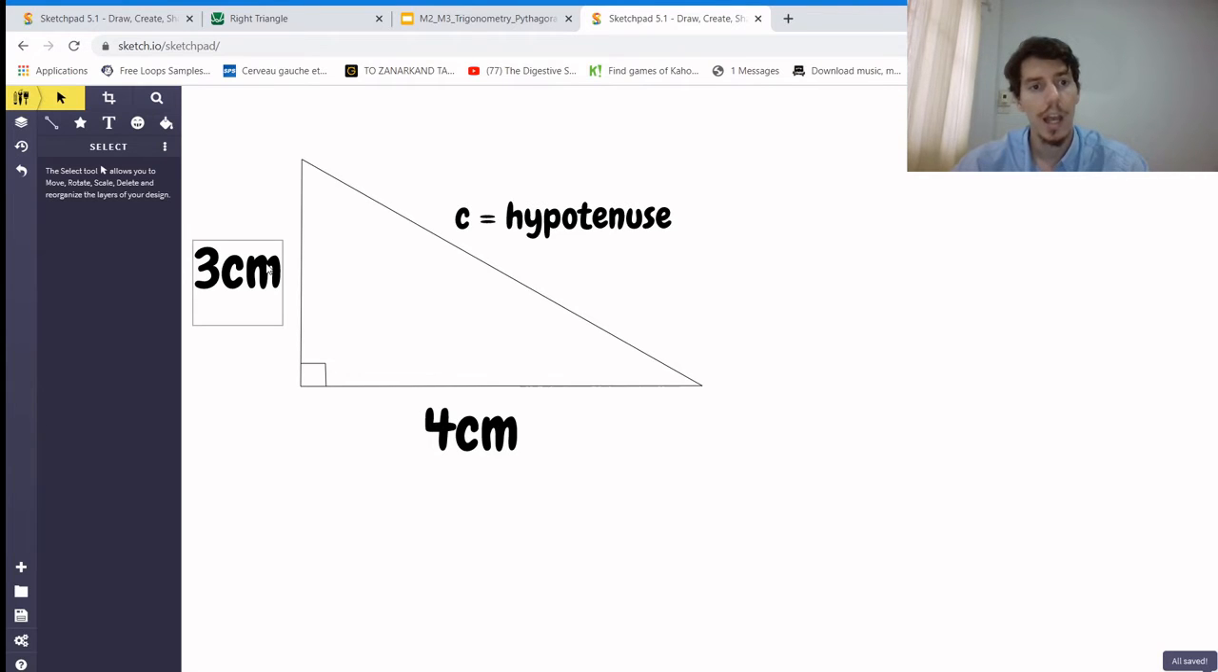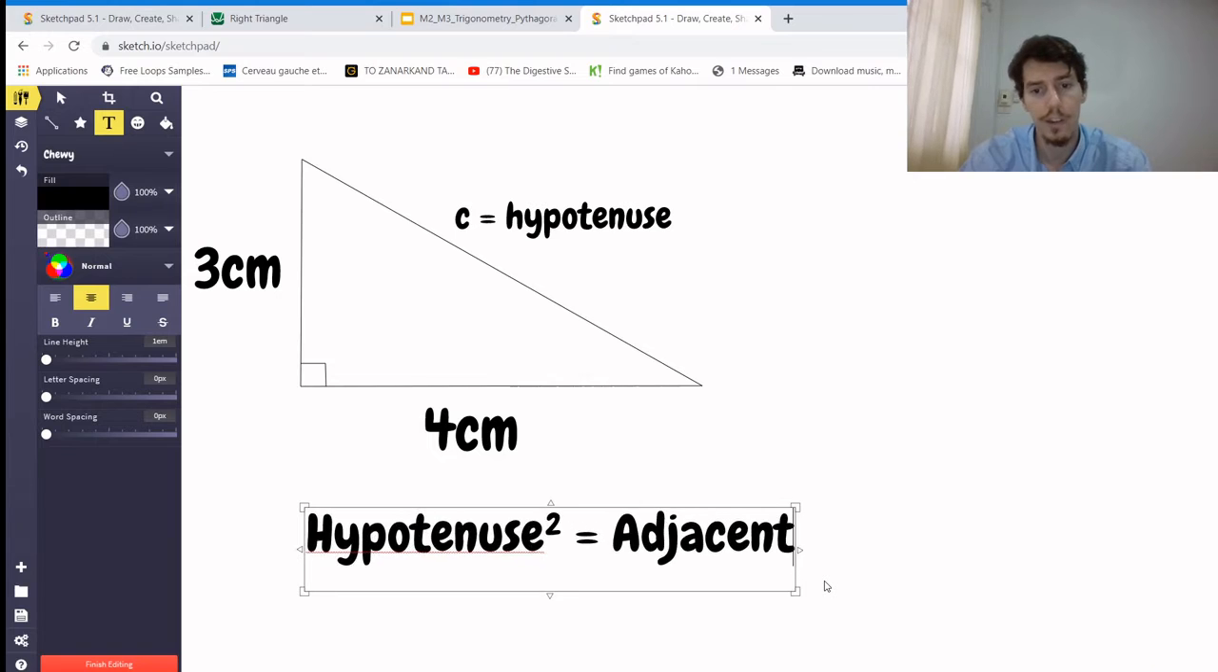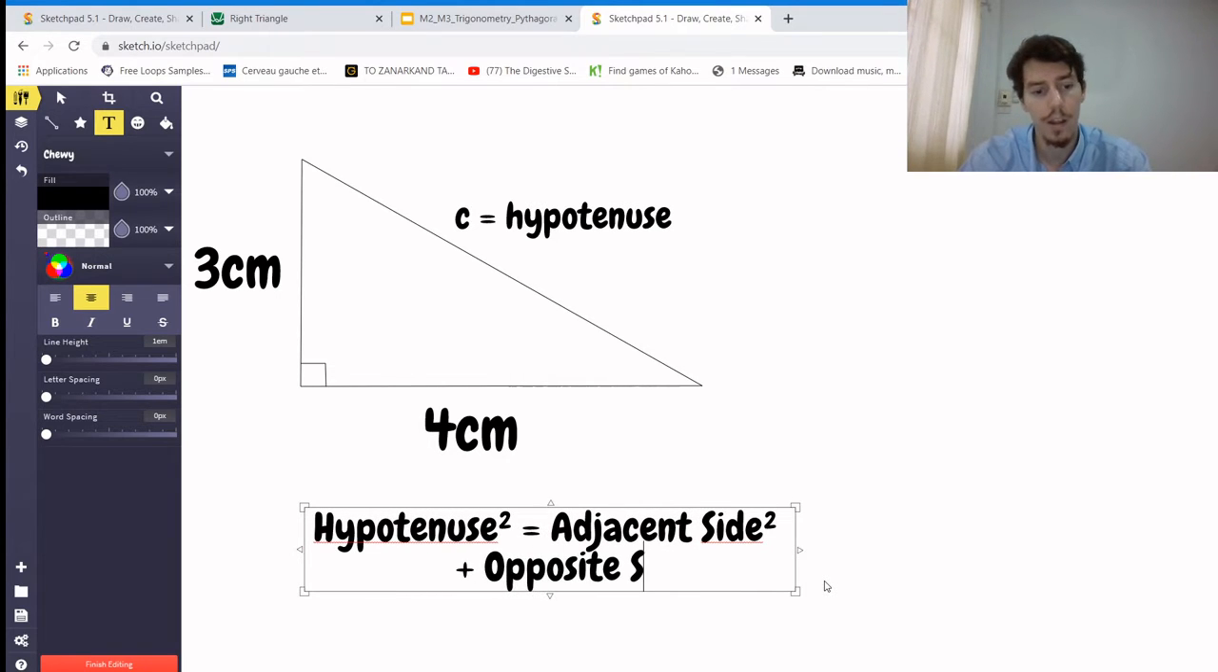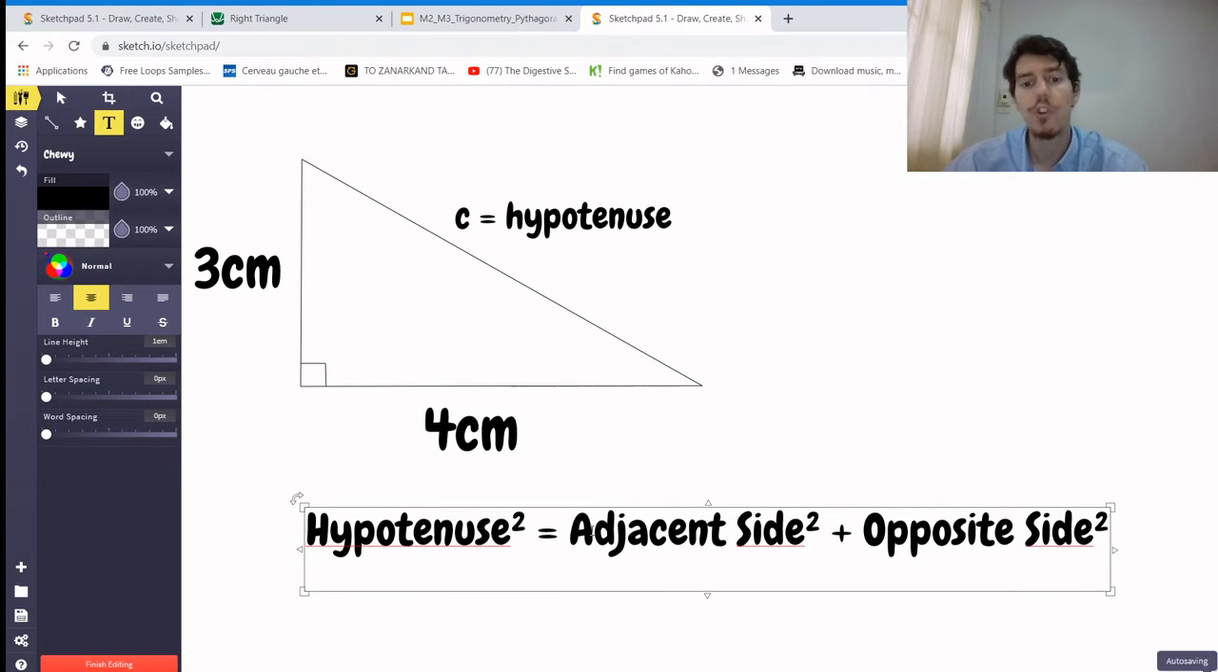Then the adjacent side and opposite side will be these two sides, depending on what angle theta we look at. One will be the adjacent side, one will be the opposite side. But for Pythagoras we don't really care, because Pythagoras says that the hypotenuse square equals the adjacent side square plus the opposite side square. Even if you swap the adjacent side and the opposite side, it's still the same thing, because it's plus. It's like 1 plus 2 and 2 plus 1 are the same thing. So it doesn't matter.